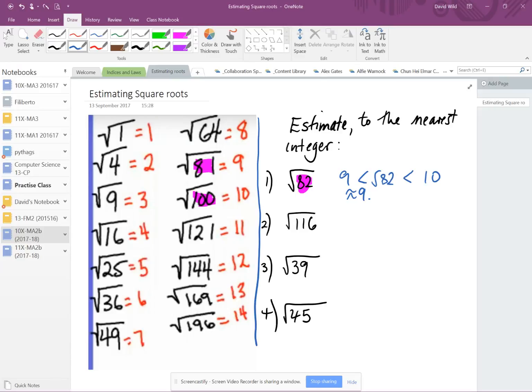Question 2, 3, 4, very quickly. Can you make sure you put in your inequality to start with and then your answer? No, just the whole number for now. Nearest integer.